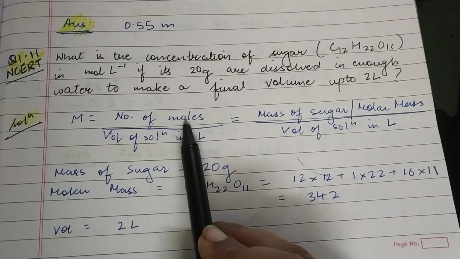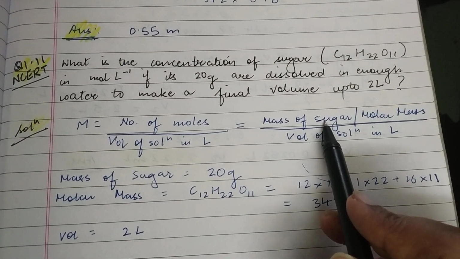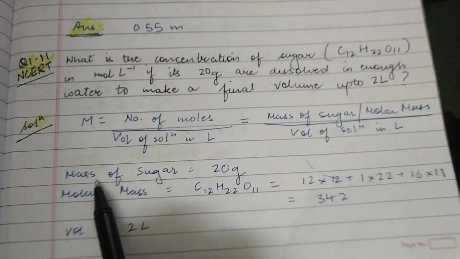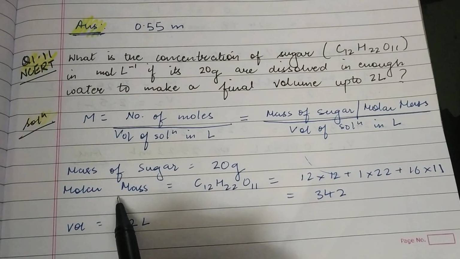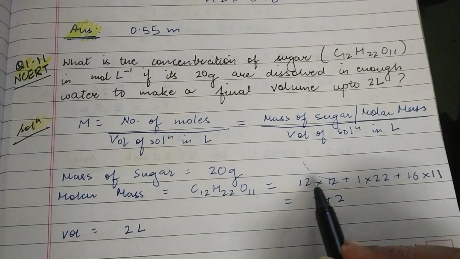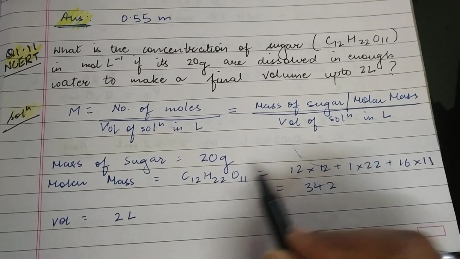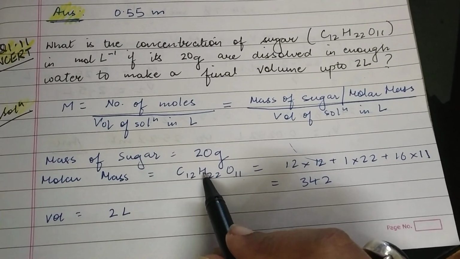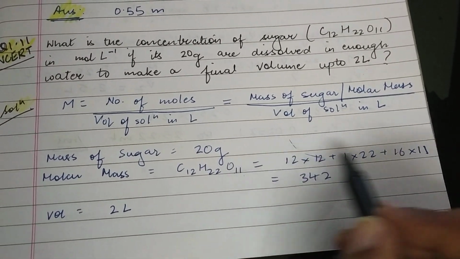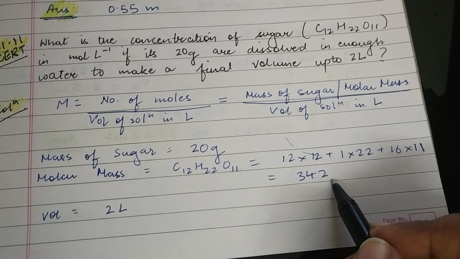Number of moles, as you all know, is equal to the mass of the substance upon the molar mass. That is why I have written mass of sugar upon the molar mass of sugar, divided by the volume of solution in liter. The mass of the sugar is given as 20. Molar mass we can calculate from the chemical formula, that is C12H22O11. Atomic mass of carbon is 12. There are 12 atoms, that is why 12 into 12. Plus, there are 22 atoms of hydrogen, atomic mass being 1, that is why 1 into 22. There are 11 atoms of oxygen, atomic mass being 16, that is why 16 into 11. Add the three, the molar mass of sugar is 342.